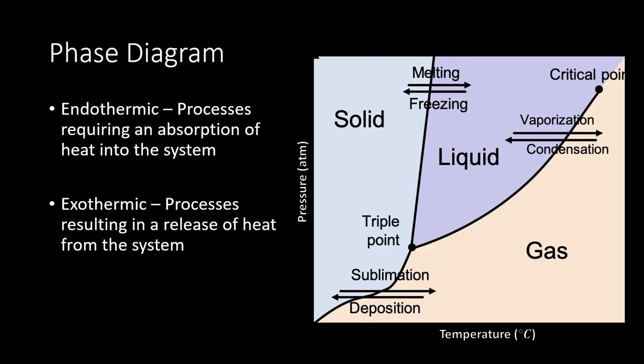An additional unit that we need to keep in the back of our heads is whether or not these processes are endothermic or exothermic. An endothermic process is any one of these phase changes that requires an absorption of heat energy into the system, into the material, to transition that phase change. And exothermic processes are those where a loss or release of heat away from the system is necessary to occur.